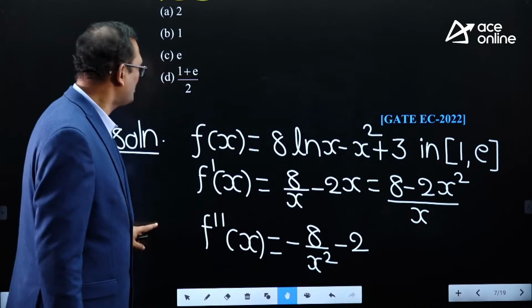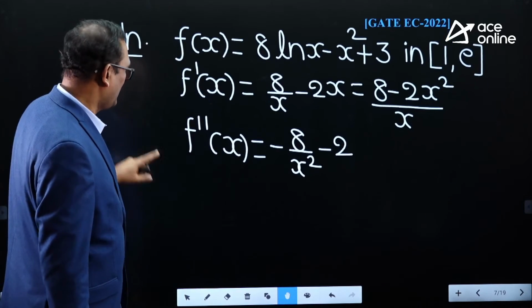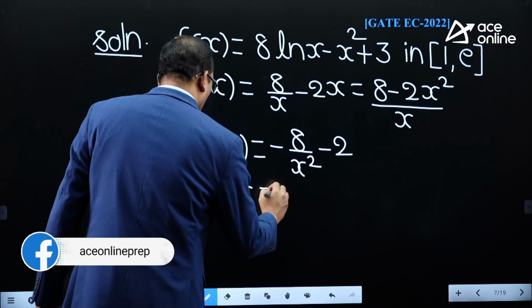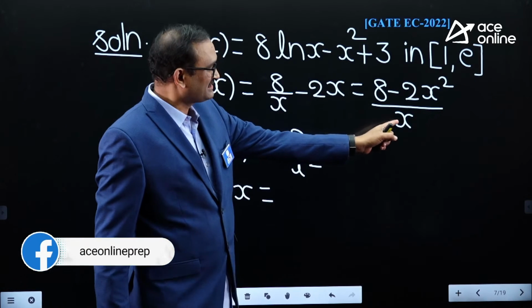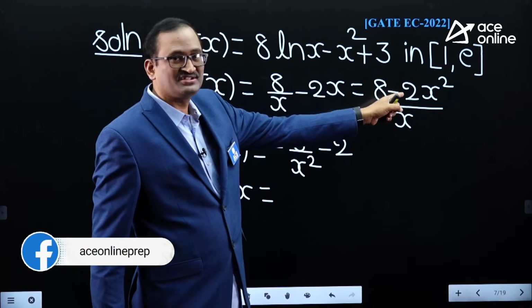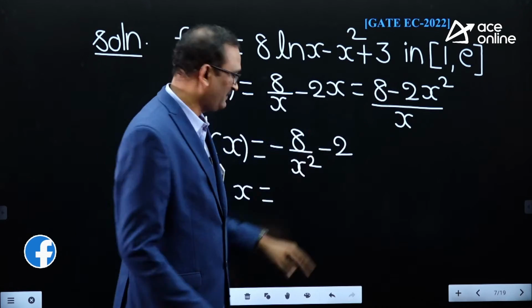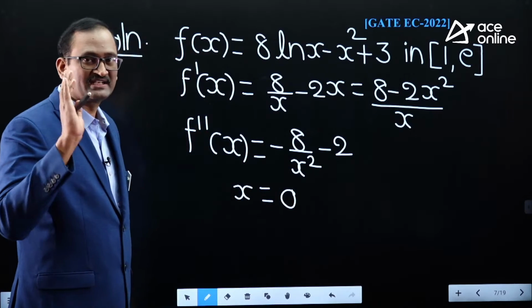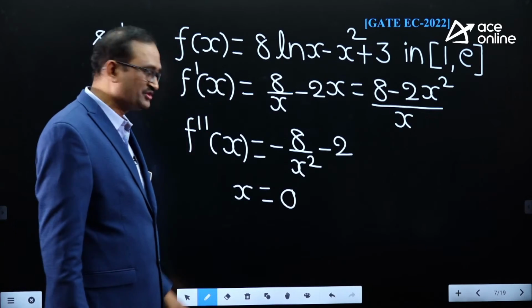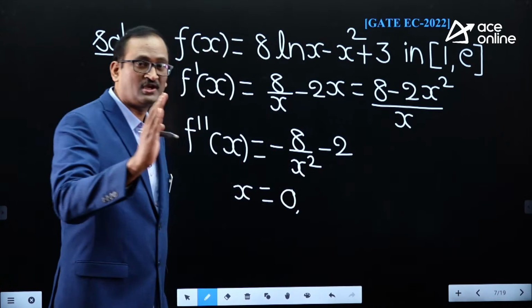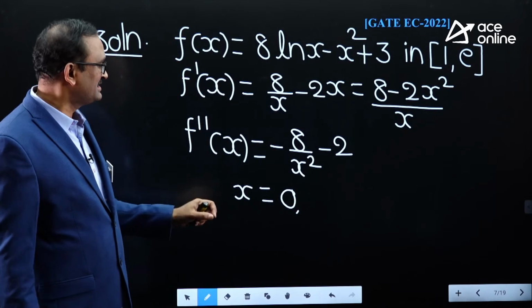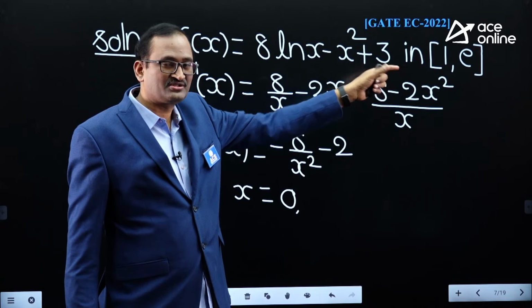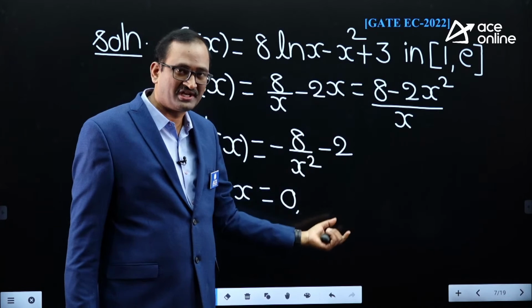So what are the critical points? Critical points means the points at which f dash x should be 0 or infinity. If I take x equal to 0 here, 8 minus 0 is 8, 8 by 0 is infinity. So f dash x is infinity at x equal to 0, therefore x equal to 0 is a critical point. Don't worry, it will not be considered. Reason, this critical point doesn't lie inside that interval, so it will not be taken into consideration.